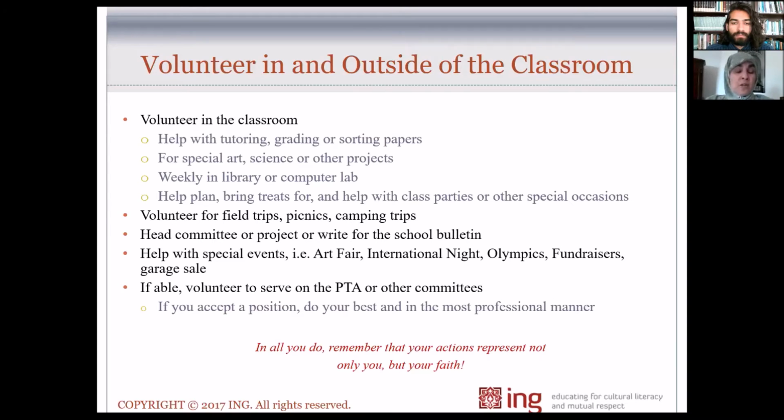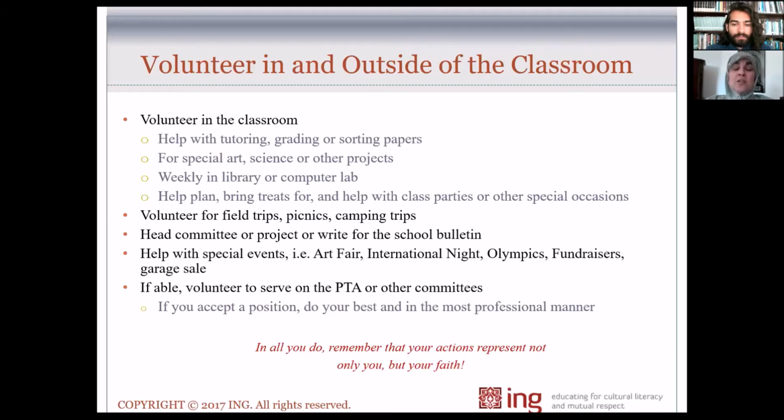Additionally, there are many volunteer opportunities outside the classroom, volunteering for field trips, for organizing picnics, or going on camping trips as a chaperone. Heading a committee or writing for the school bulletin is an excellent opportunity to, once you've talked about other topics, maybe highlight Eid or some of the other activities that involve Muslims that the community may not know about, or helping organize special events such as the art fair, the international night, or Special Olympics. And if you have the time and the capacity, volunteering or serving on the PTA or other committees where you are showing leadership in the school is a profound way to really show that Muslims are engaged and they're part of our communities.